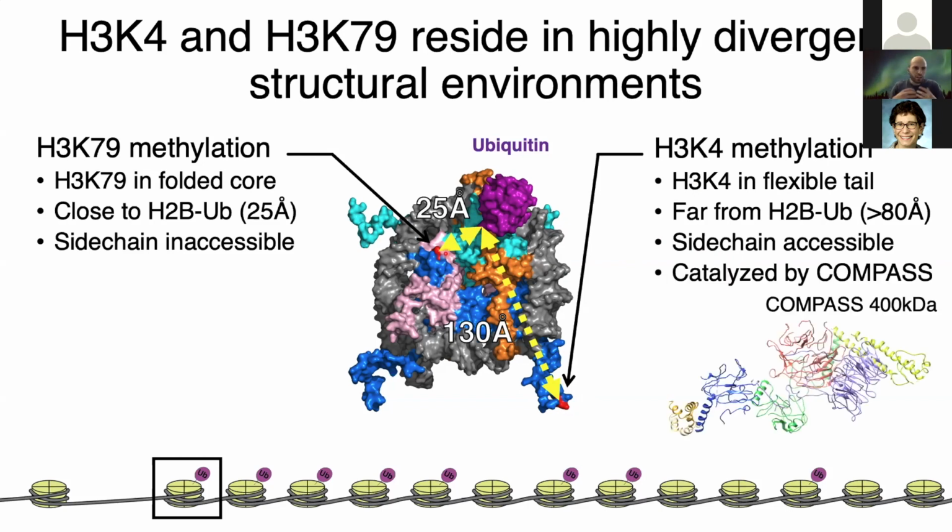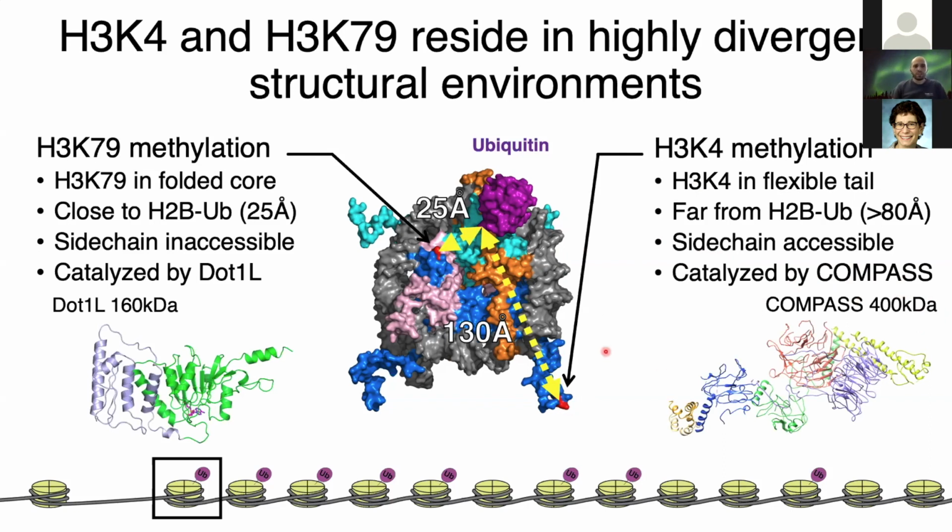And finally, the proteins that are responsible for attaching these respective histone marks are highly different. H3K4 methylation is catalyzed by the COMPASS complex in yeast, which is a 400 kilodalton multi-subunit complex that contains a SET domain methyltransferase. However, H3K79 methylation is catalyzed by only a single protein, Dot1L, which has a completely different catalytic fold from COMPASS and its Set1 catalytic domain. So it's really clear that these two methyl marks are highly different in their structure and chemical environment, and are also methylated by highly different enzymes.